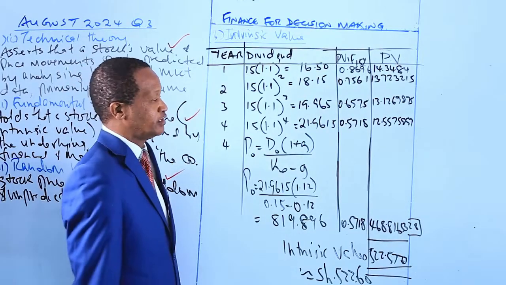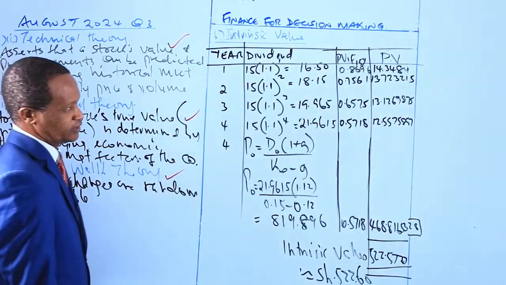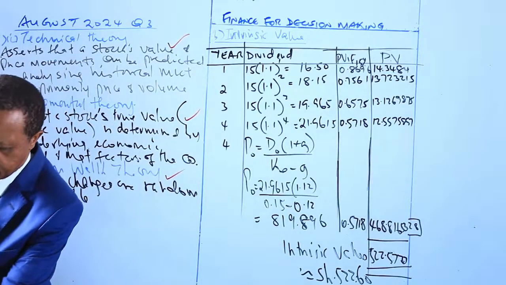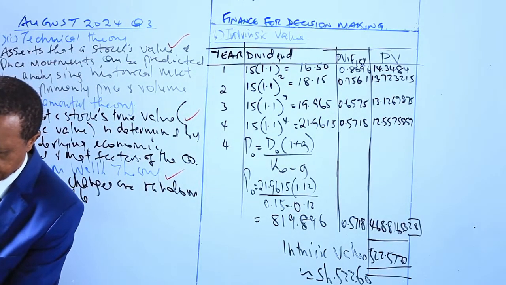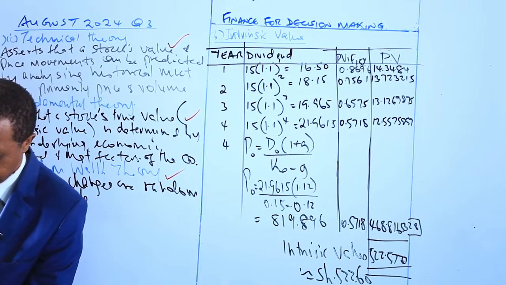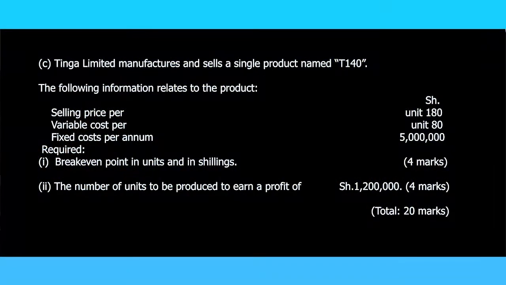And that is part B of the question, August 2024, question 3. Now allow me to move to the next part of the question, which is on CVP. Part C of the question reads, Tinga Limited manufactures and sells a single product named T140. The following information relates to the product.